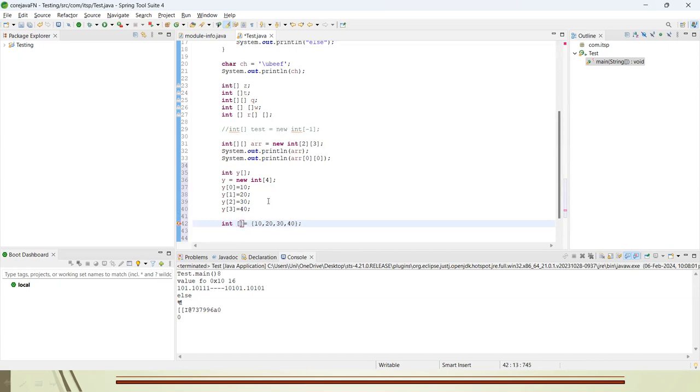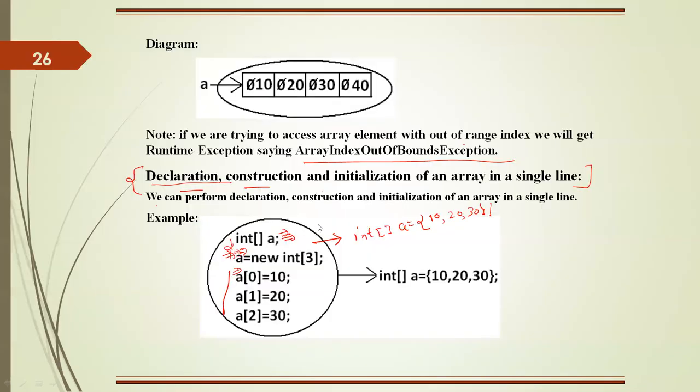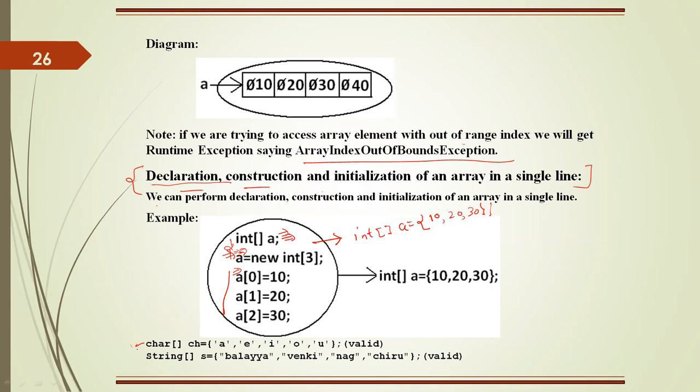This is not my agenda. How to run this code, and is it getting a compile time error or not? I am just showing how to declare and initialize. So now here you can see there is no error. Like that we can do this. Then next, characters we can also declare like that. You can see array 1, 2, 3, this is valid. Now you can declare a string also like that, valid.